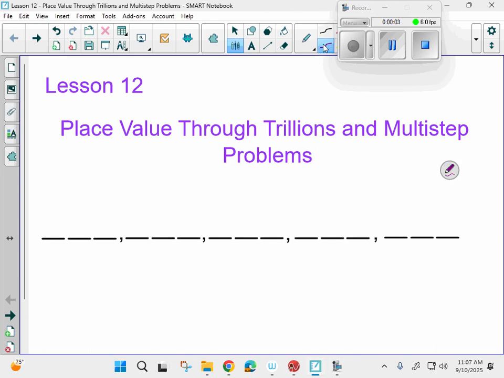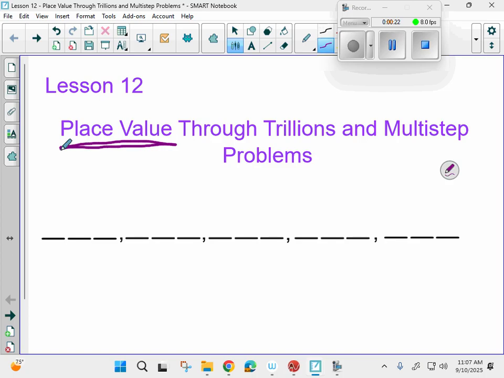Lesson 12 is place value. Okay, it's place value through the trillions, and then a couple of multi-step problems, all right? But you can just write place value, all right? Place value is all you need to write down. And then you need to write down every place value with me.